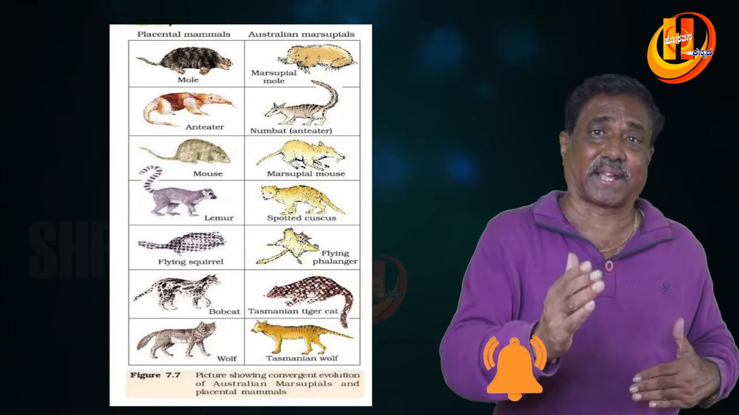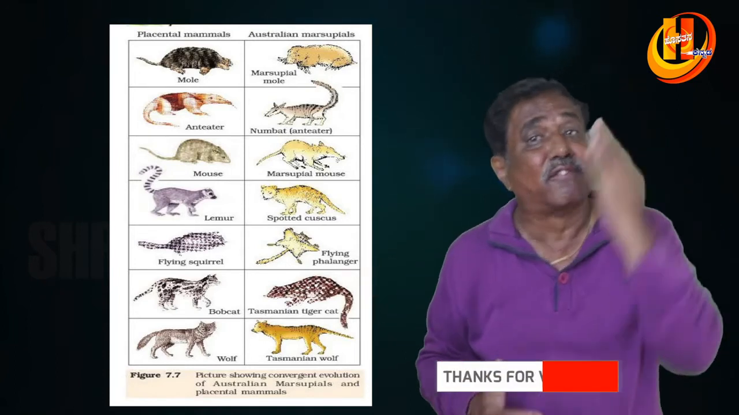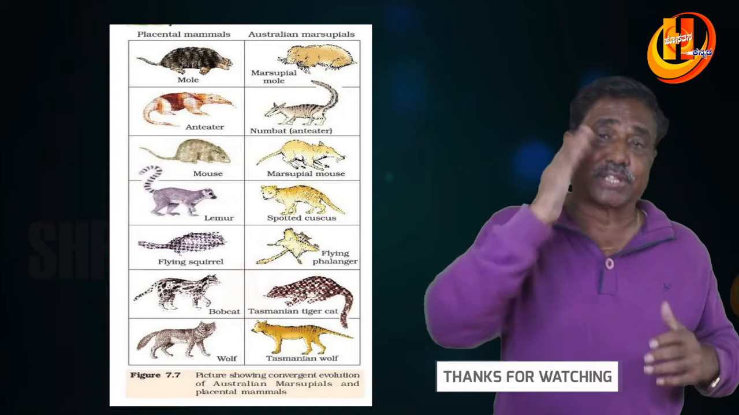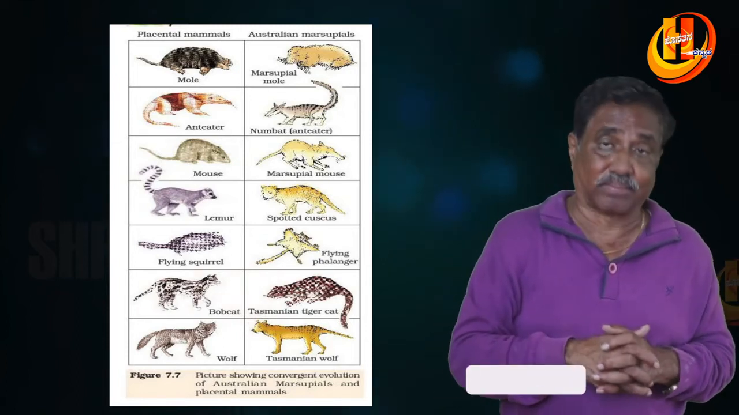And though variations occur in organisms, nature selects the organisms which have favorable variations. This is known as natural selection.